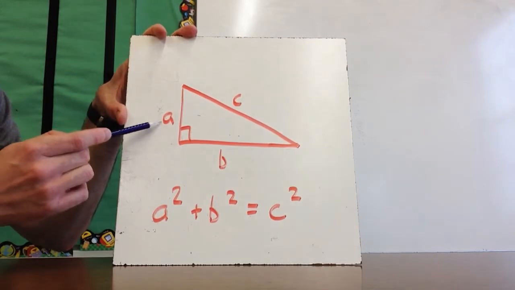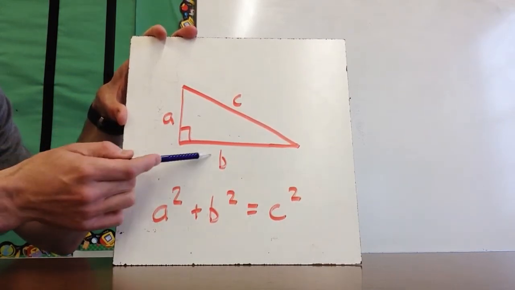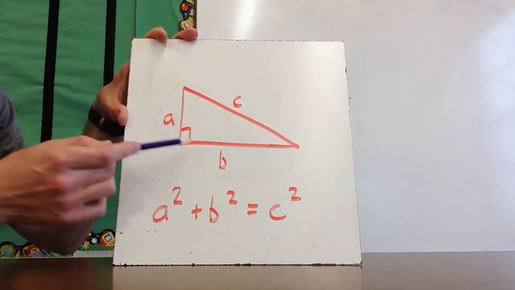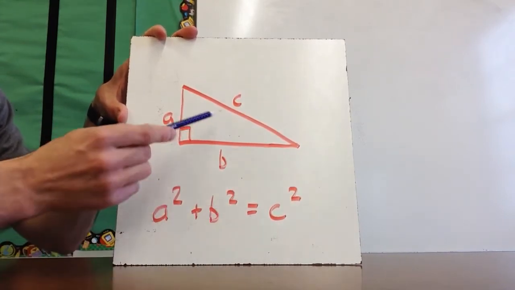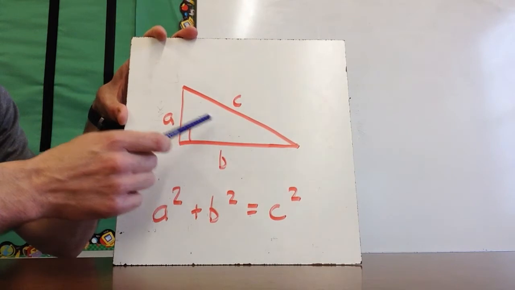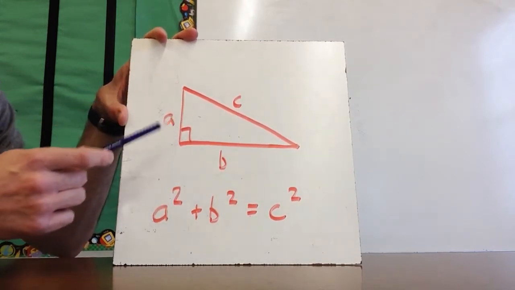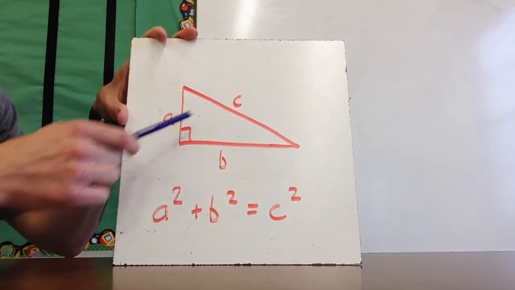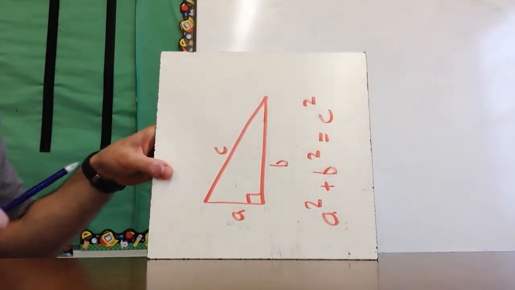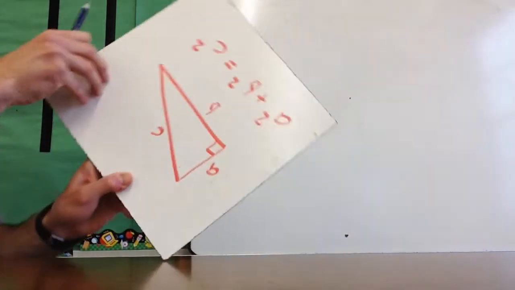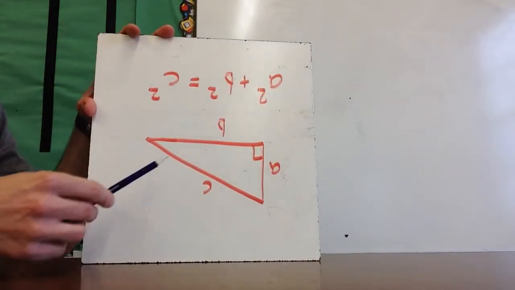In other words, if we name these two legs A and B, then A squared plus B squared will equal C squared. C is always the hypotenuse. The hypotenuse is always the longest leg and is always opposite the right angle. So even if the triangle ends up looking like this, this is still the hypotenuse. No matter how we make this triangle, C is always the longest leg.